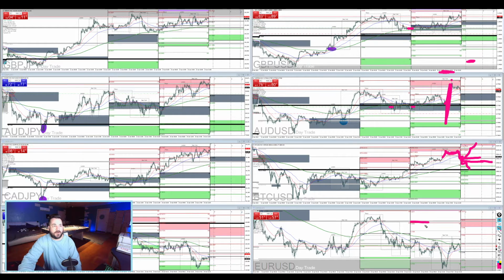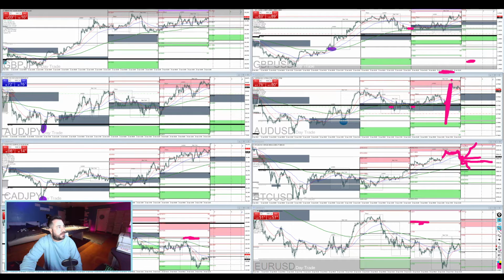Euro is well below its M3. Nothing I can do on that one. The Euro Yen is below its M2. M2 on the Euro US dollar, M2 on the Euro Yen. Nothing I can do. There's no setup here.